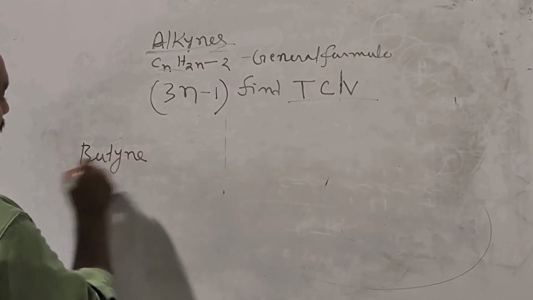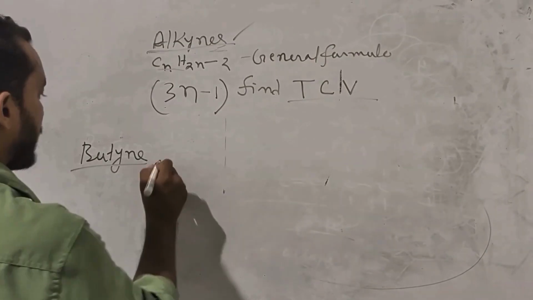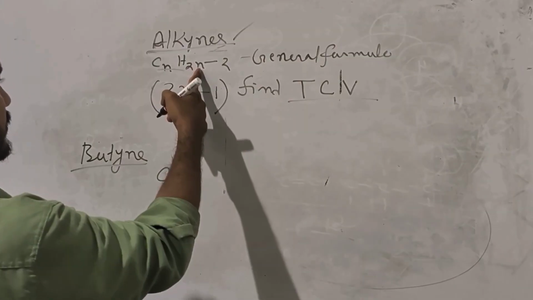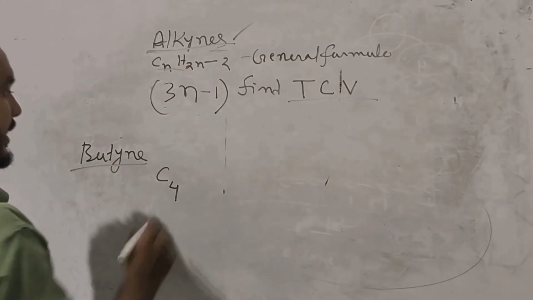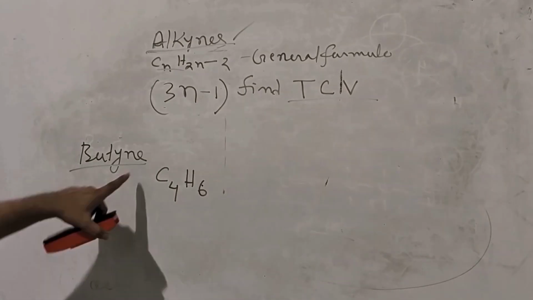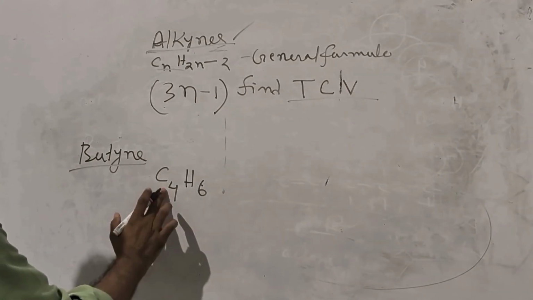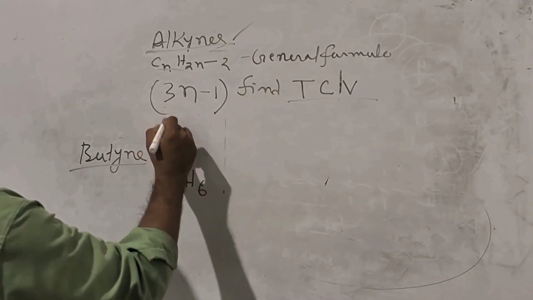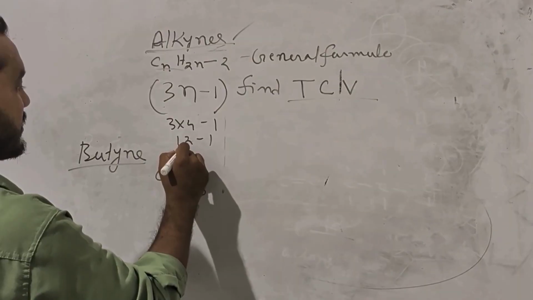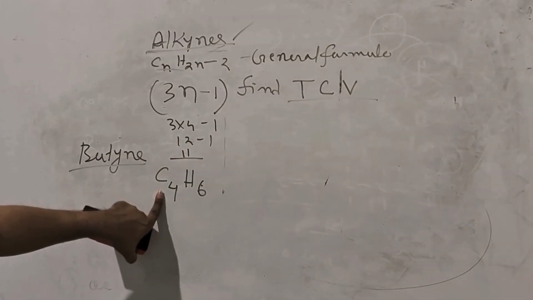Butyne falls under the alkyne. How many carbons? 4 carbons, C4. If you place 4, 4 twos are 8, that means 8 minus 2, 6 hydrogens will be there. This is the formula of butyne. Now see, the total number of carbons is 4. You just place 4 here. 3 into 4 minus 1. 4 threes are 12, minus 1, that is 11. So total covalent bonds in case of butyne you will get is 11.